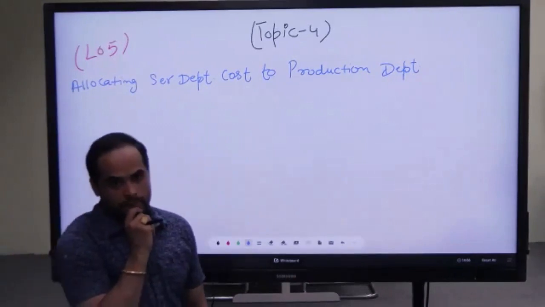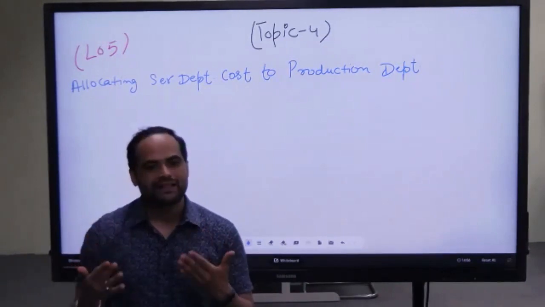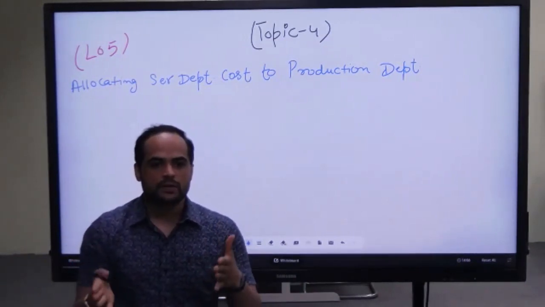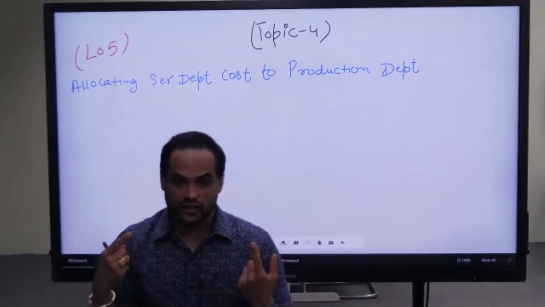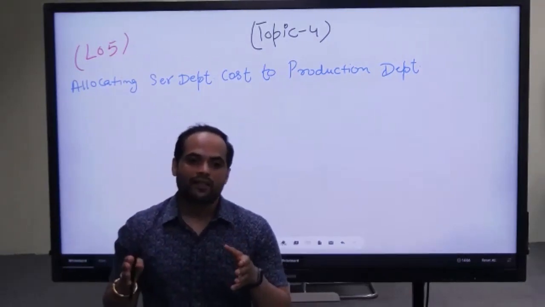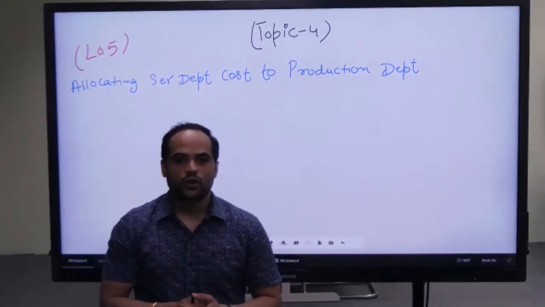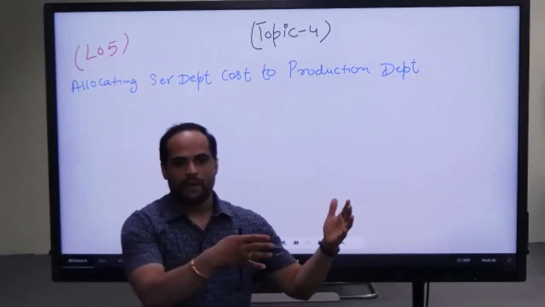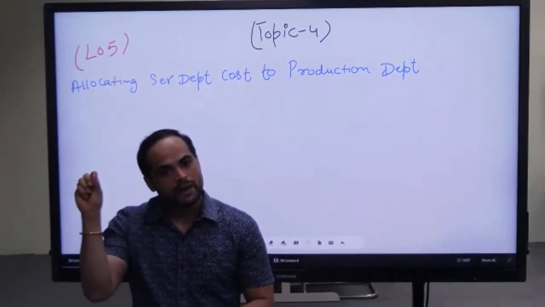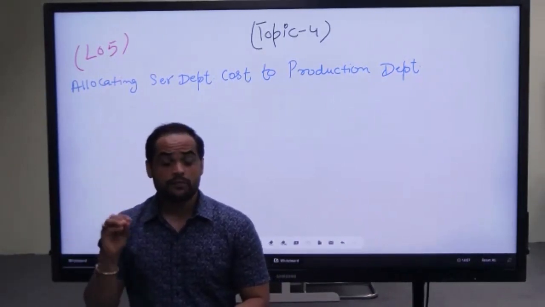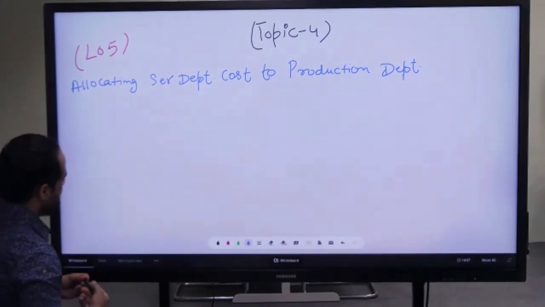So as I explained in the previous sessions, we have 3 different methods, right? With the help of these 3 different methods, we allocate service department cost to the production department. But keep in mind, we apply these 3 methods in different kinds of situations. It's not an option that you apply method first or method second or method third. No. To apply method 1, we have a special condition or requirement. Same thing with methods 2 and 3. All right. So let's start with the first method.